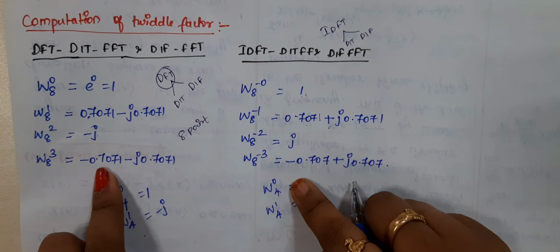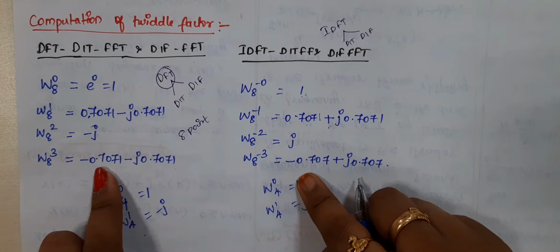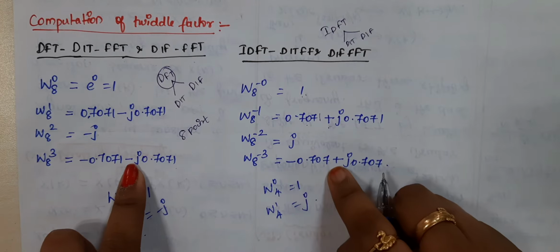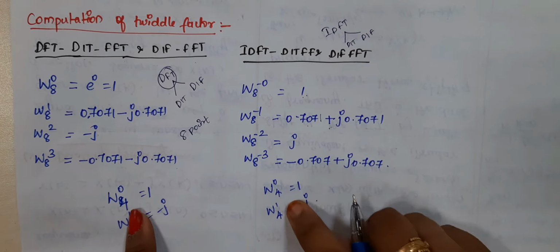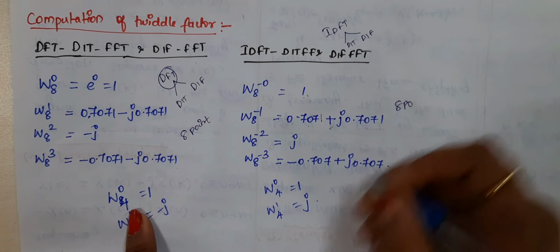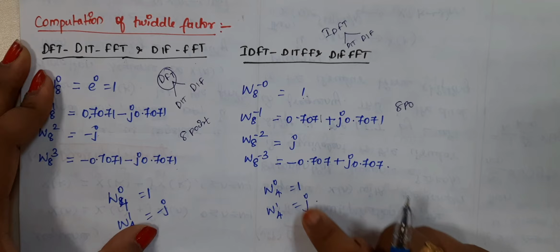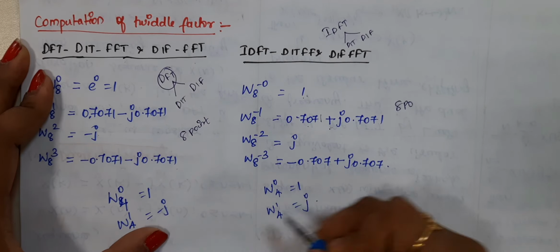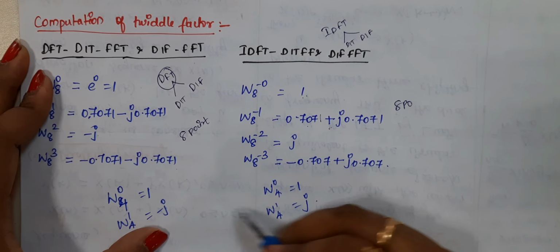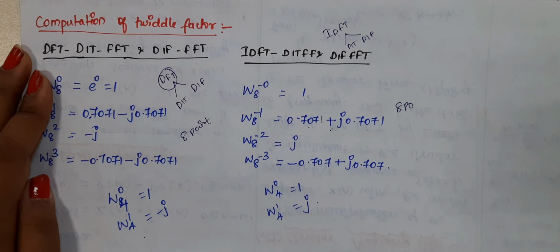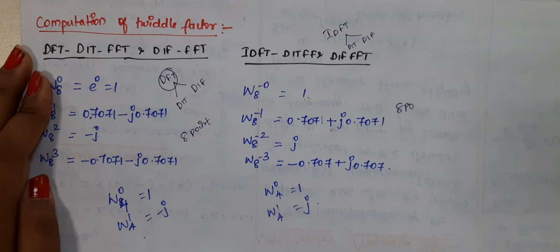Here it is minus 0.707, here also minus, because the real term sign will not change. So minus 0.707, minus 0.707. Here it is minus and here it is plus. And this is for the 8 point. And what about the 4 point? For 4 point, the real values will be the same, and the complex value, here it is minus j and here it should be plus j. So this is all about the twiddle factor for the DFT and IDFT using DIT as well as DIF FFT.